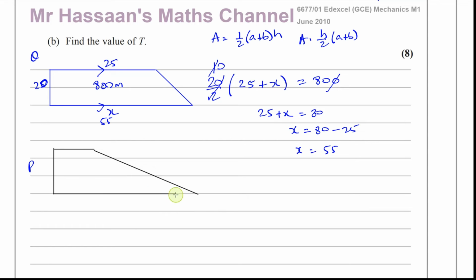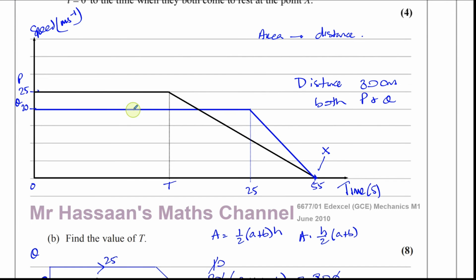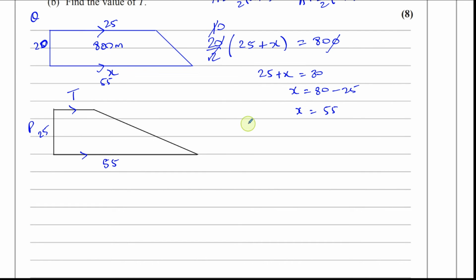Something like this. And for P, we know the vertical height, these are the parallel sides, the vertical height is 25. The length of this line we just worked out is 55. And we want to find what T is. T is the time for which it was traveling at constant speed, this T over here, for the journey of P.